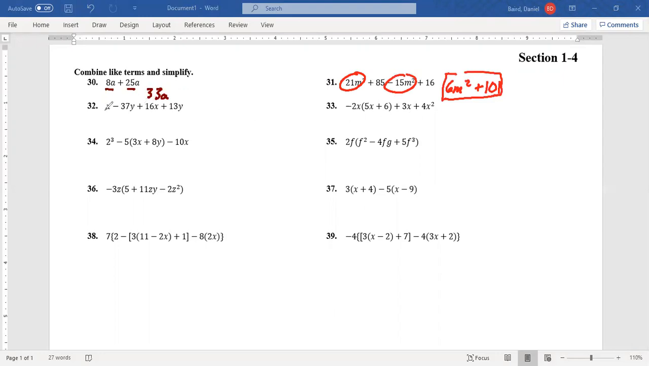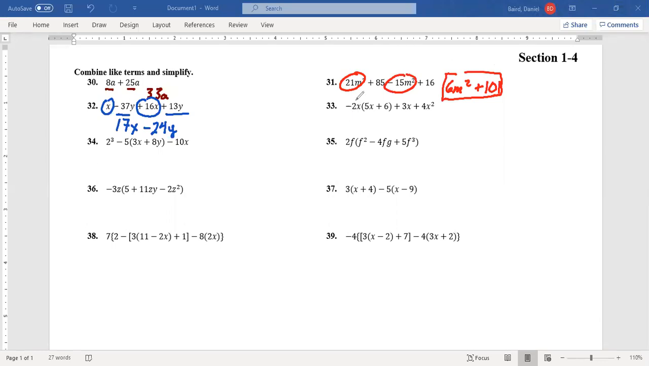Number 32, x minus 37y plus 16x. So there's x and 16x. That's going to make us 17x. And then we have negative 37y plus 13y, and that is a negative 24y. Yeah, that's not so bad. Number 33.